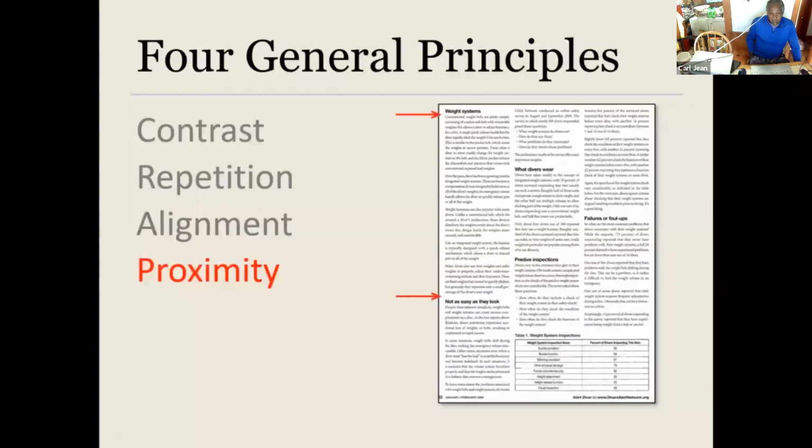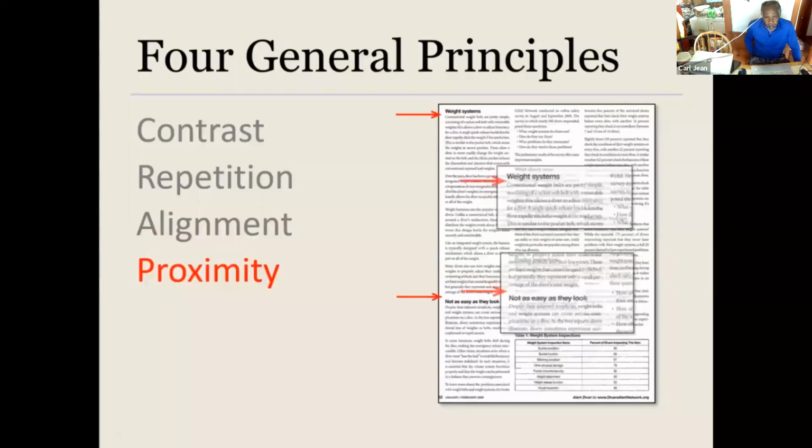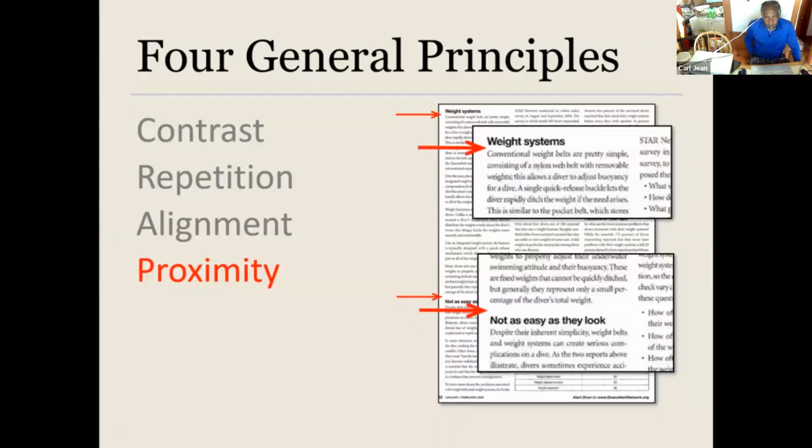Finally, proximity. Take a look at the areas where I'm pointing here. Blow these up a little so you can see them better. Notice the amount of space that's going on. The idea here is that things that are related should be closer together. So the heading that says weight systems and the text that follows it, they are related to each other very closely. They belong physically on the page, on the screen, close together.